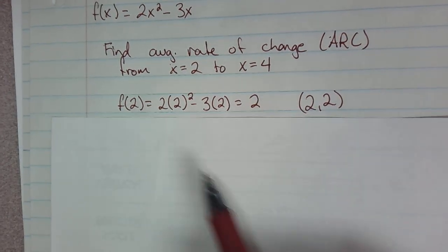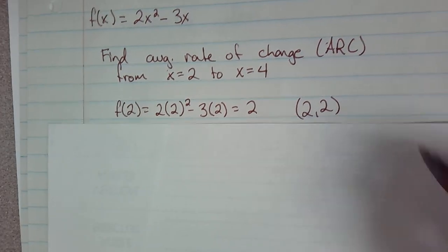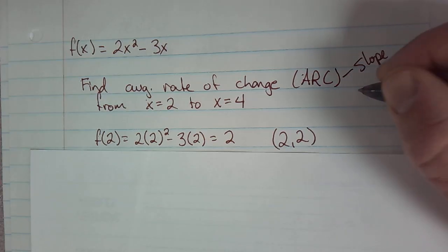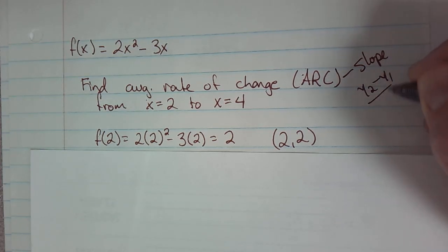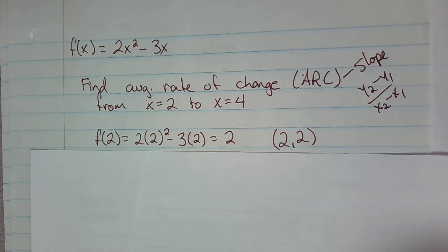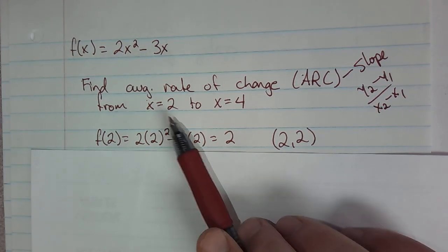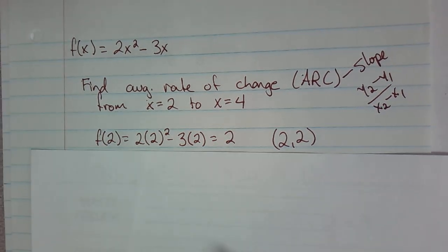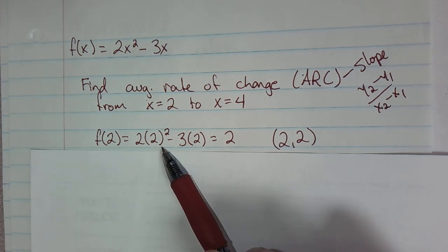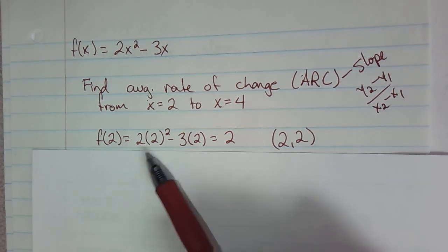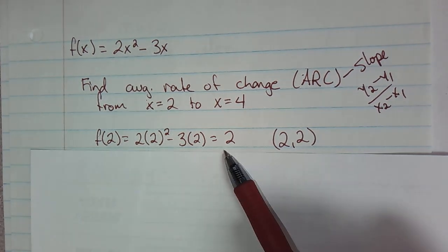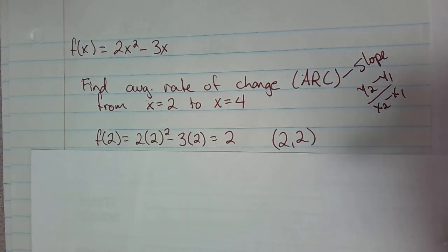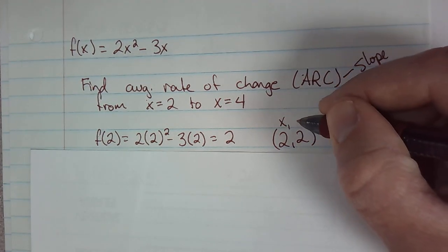So to find average rate of change, you're finding slope. Whenever I see average rate of change, you're finding slope. So you're doing your y2 minus y1 over x2 minus x1, right? The problem is I have x's but no y's. So what do I do? I plug in my x, like I plug in my 2, to give me my y. So if I plug in my x, I'll get a y. So this is my x1, y1, right?